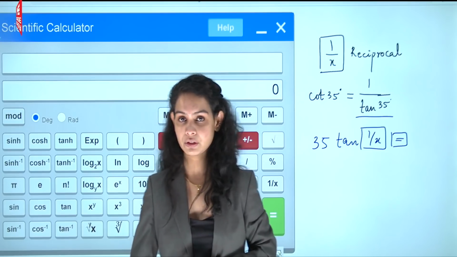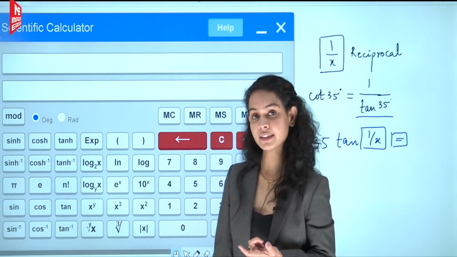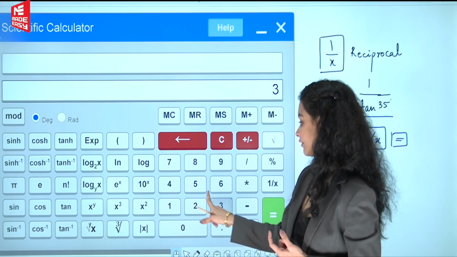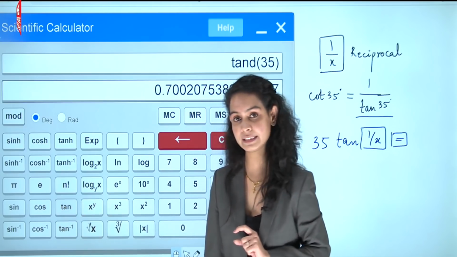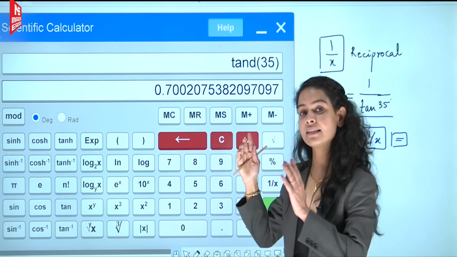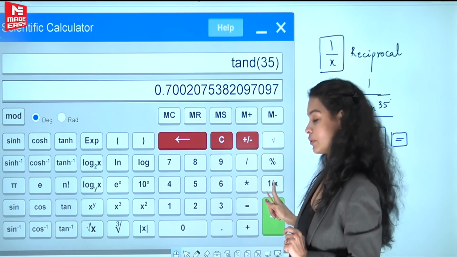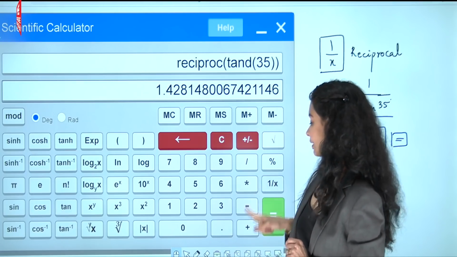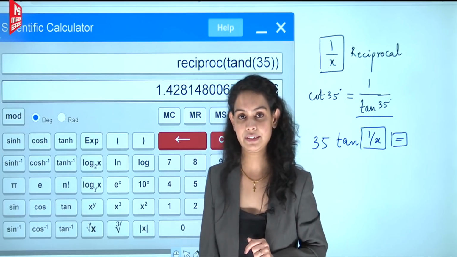Let's perform this on the virtual calculator. To calculate cot 35, we will be entering 35 first and then tan, because there is no cot available here. So this is your tan 35 value, this is now your x. You have to do the reciprocal of this. For this you will be using 1 by x. Press 1 by x and then press equal to. This is the value of cot 35.